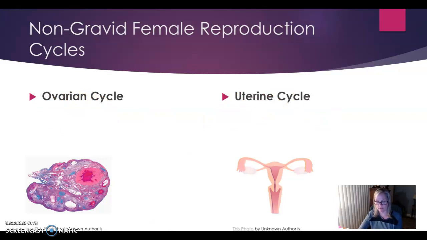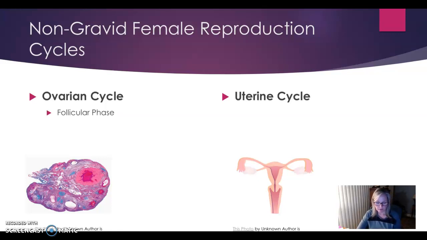Both cycles are under the control of the hypothalamus, anterior pituitary, and gonadal hormones, estrogen and progesterone, as well as inhibin and AMH. The ovarian cycle relates to changes that occur in the ovarian follicles, and the uterine cycle focuses on changes to the endometrial lining of the uterus. Each is divided into 3 phases.